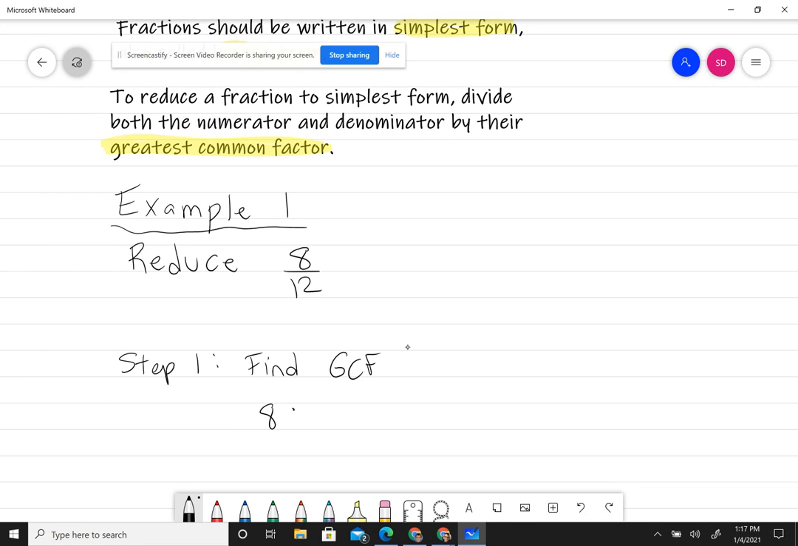list the numbers that multiply together to give you 8. So for example, for 8, you have 1 times 8 and 2 times 4. So the factors for 8 are 1, 2, 4, and 8. Do the same thing with the denominator, 12, and list the factors for 12. So for 12, we have 1 times 12, 2 times 6, 3 times 4. I'm just listing the factors in order from least to greatest.